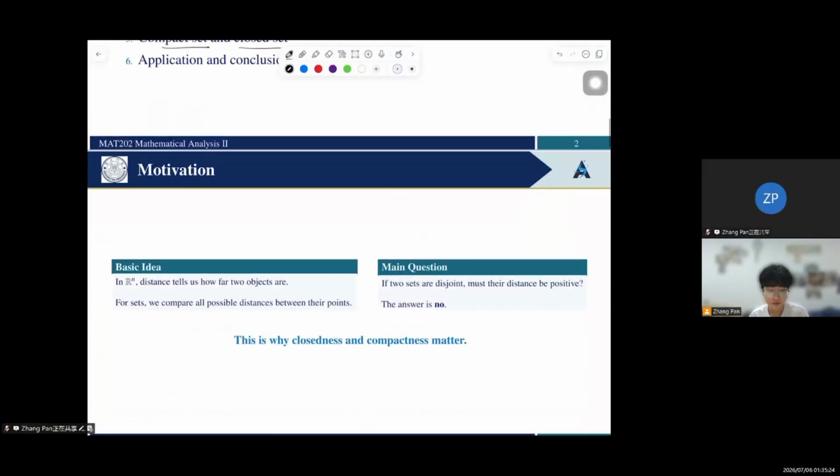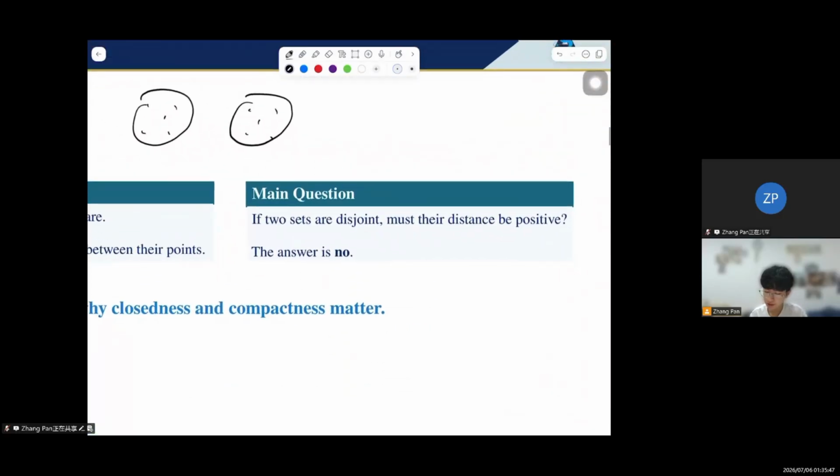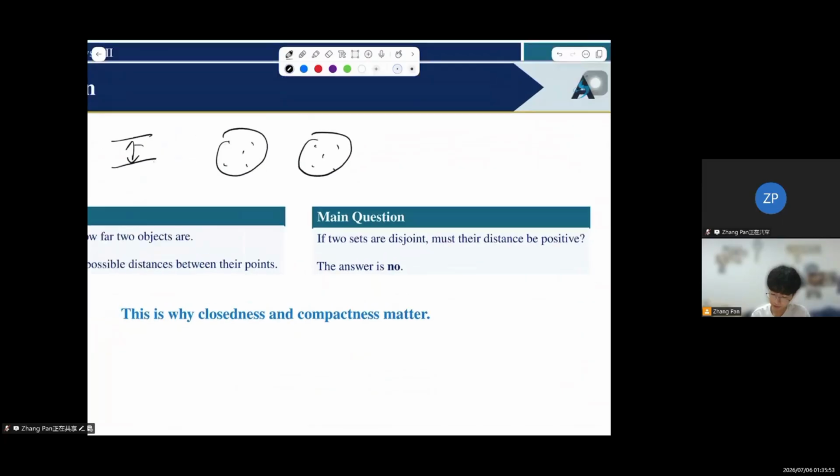Here is the motivation part. In Rn, distance is very common, like between 2 points or 2 lines, telling us how far two objects are. But for sets, it's really interesting. There are so many points in the sets, so we need to compare all possible distances between these points. And here is one main question. If two sets are disjoint, must their distance be positive? The answer is no, and I will explain it later.